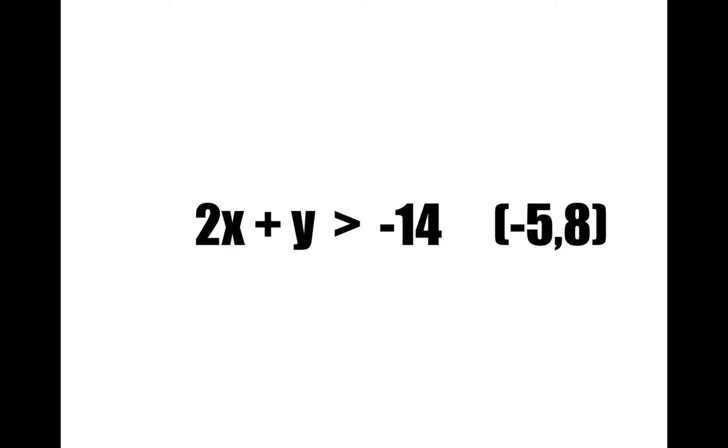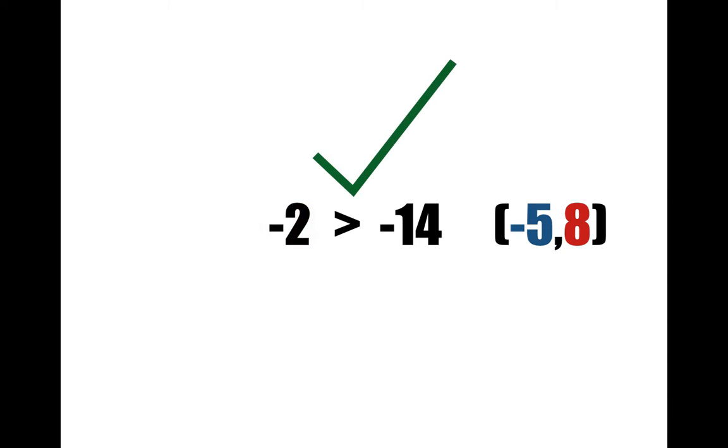So it's as simple as identifying your x and your y in your coordinate point and then plugging those into your inequality. So you end up with something like this. Okay, so then you can just do the arithmetic. Negative 5 times 2 is negative 10, plus 8 is negative 2, and then you look at the inequality: is negative 2 greater than negative 14? And that is correct.